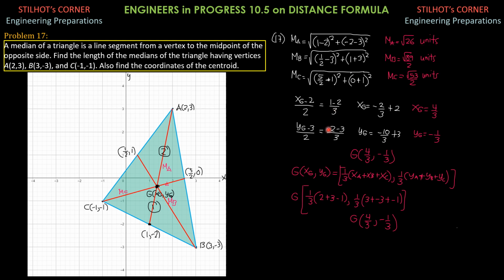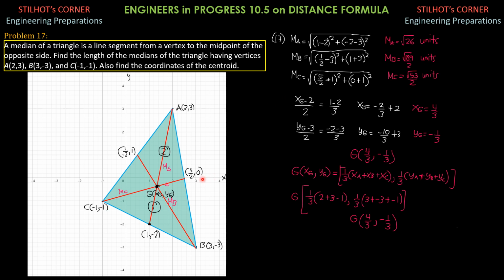For the median through vertex B, the square root of quantity 1/2 minus 3 quantity squared, plus quantity 1 minus negative 3, so 1 plus 3, quantity squared. And that is the square root of 89 over 2 units, with the aid of the calculator.